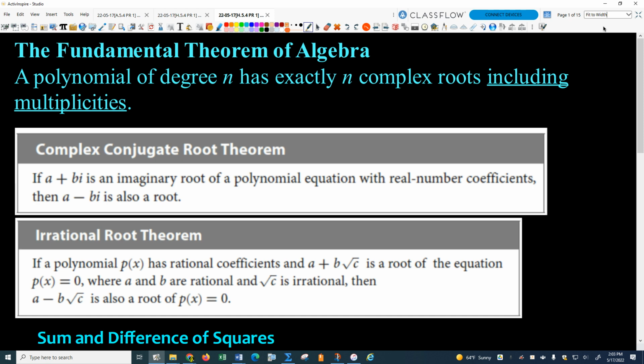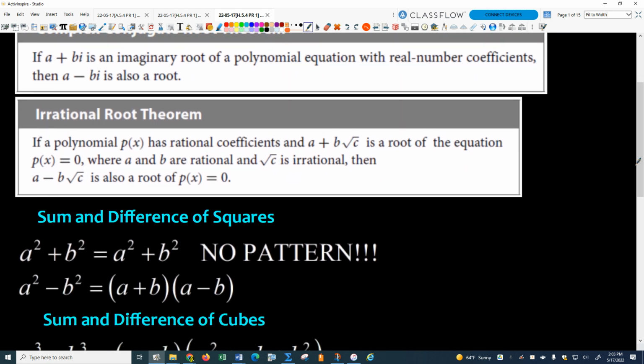Along with the fundamental theorem of algebra, we got two other corollaries. We got the complex conjugate root theorem, which is very simple. All it says is that imaginary zeros always come in complex conjugate pairs. And then another one that we're not really going to use a ton for a little while. For today it won't be that big a deal.